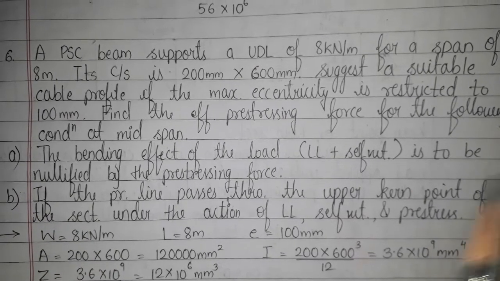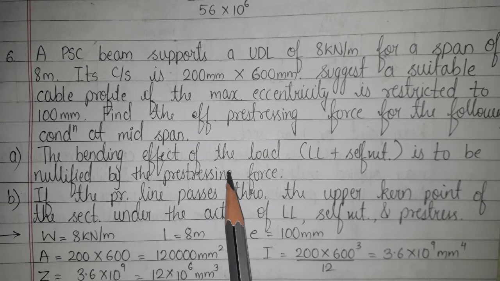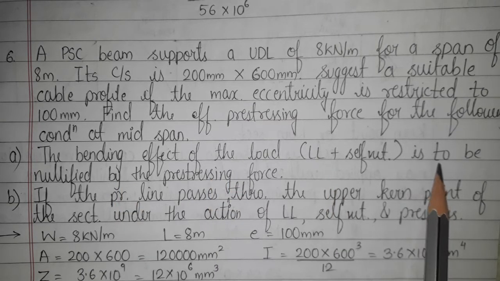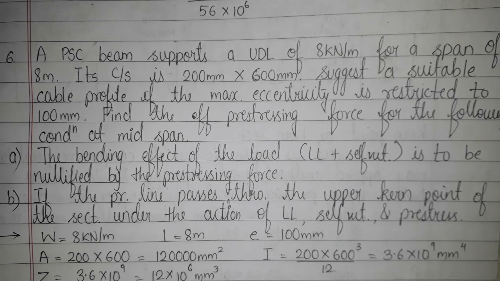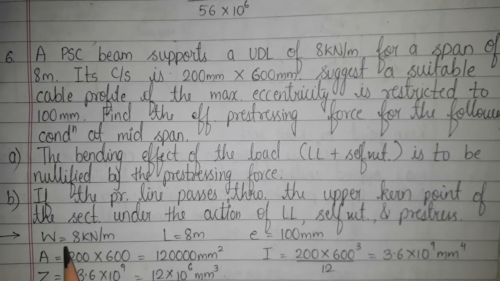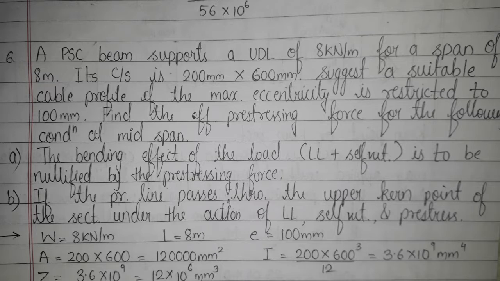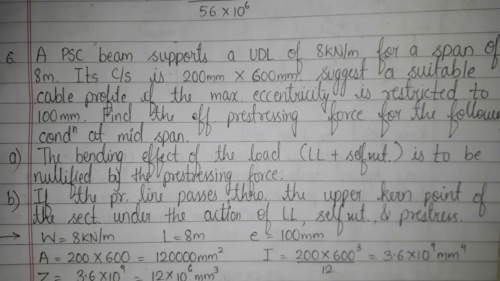So the bending effect of the load, that is live load and self-weight, is to be nullified by the pressurizing force, first condition. And second is, if the pressure line passes through the upper kern point of this section under the action of live load, self-weight, and pressure line. With respect to these two conditions, we have to find out the pressurizing force.